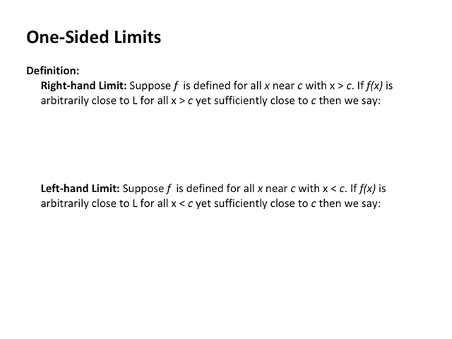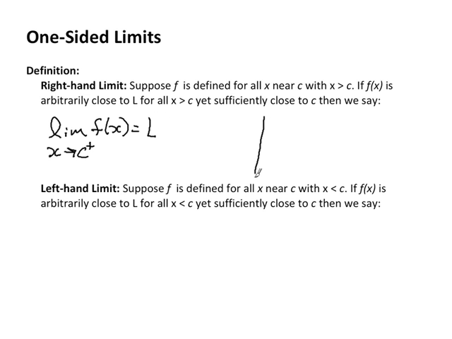Let's take a look at the idea of one-sided limits. Let's start with the definition. A right-hand limit. Suppose f is defined for all x near c with x greater than c. If f of x is arbitrarily close to L for all x greater than c, yet sufficiently close to c, then we say that the limit, we use that LIM notation that we did before, as x approaches c, and this time I'm going to put a little positive as a superscript. So this is telling me I'm coming from the right, of f of x is equal to L.